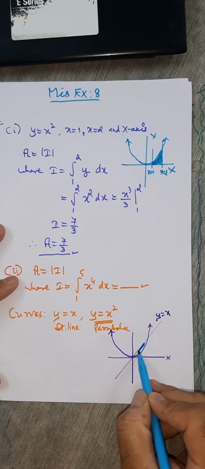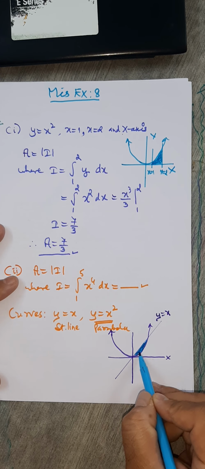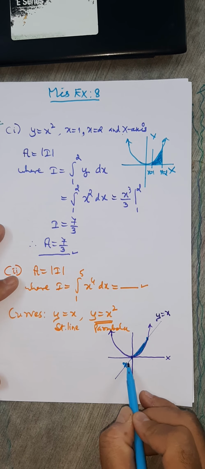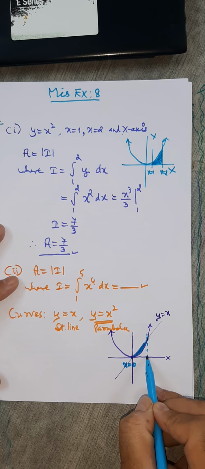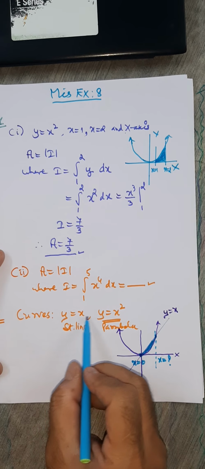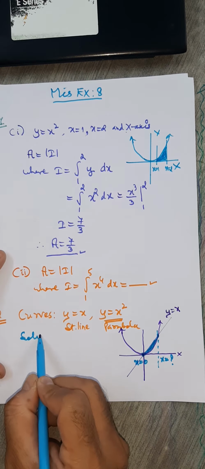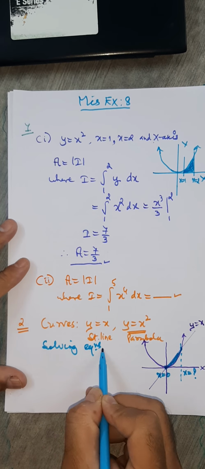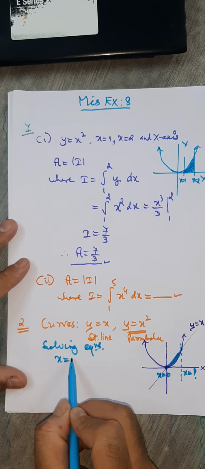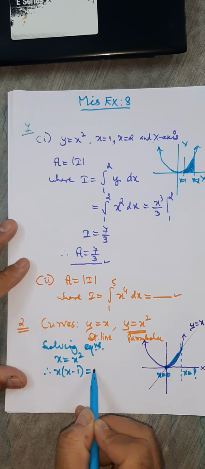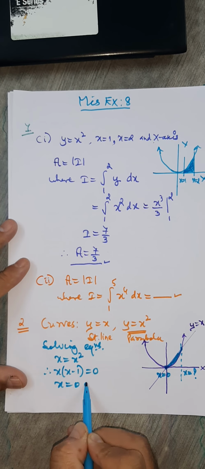Required region is this. Now whenever you have area between two curves, you know it starts from here, x equals to 0, it ends here, that you need to get. How do we get this? By solving these two equations. So solve the equations. If I solve the equations, compare these two, x equals to x square. So x into x minus 1 equals to 0. So either x is 0 or 1.